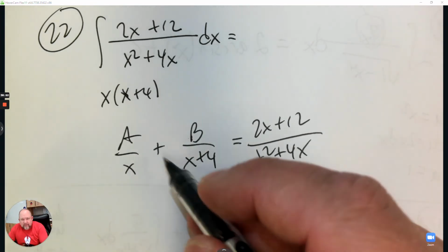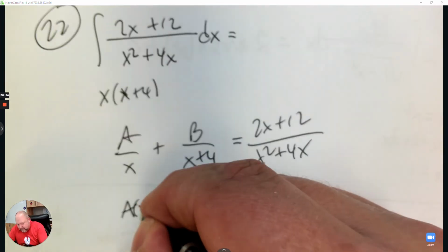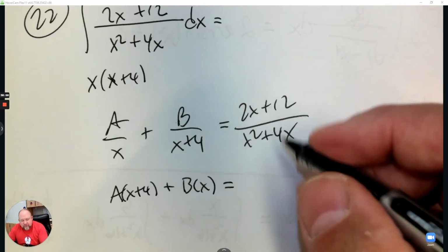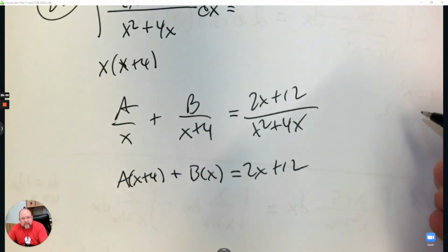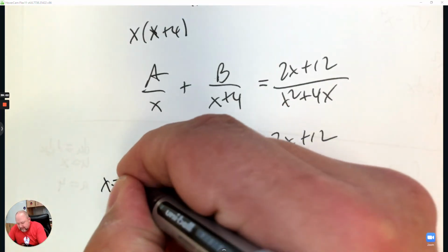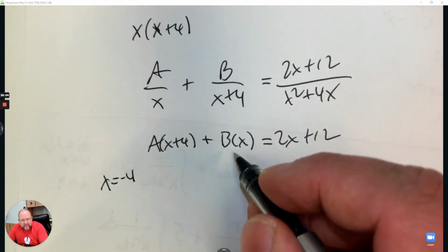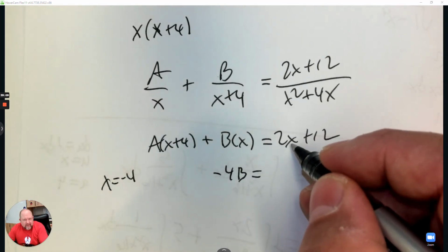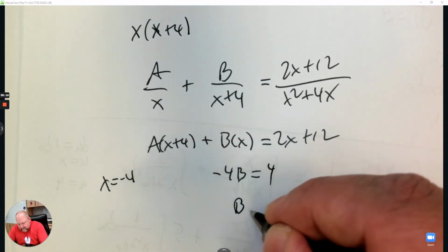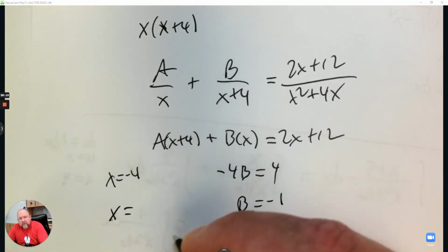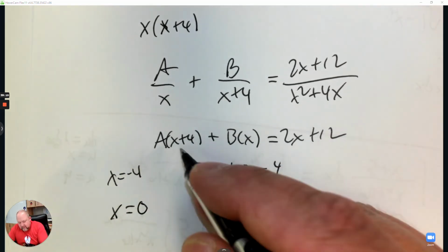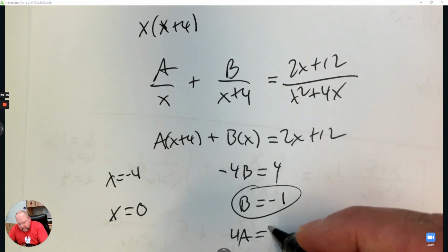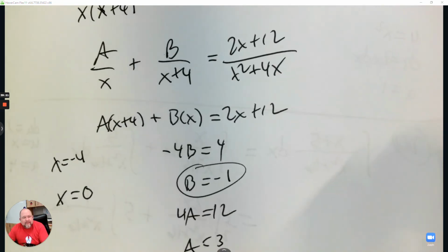So to get common denominators, a is going to be matched up with x plus 4, and b is going to be matched up with x, and then make it equal to the numerator. Use the zeros. x is negative 4. What do you get? You get negative 4b. This is negative 8 plus 12. Divide, and b is equal to negative 1. The other 0 is 0. So I get 4a equaling 12. So a is equal to 3.